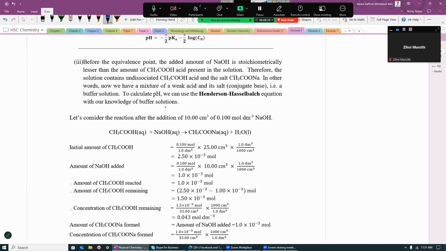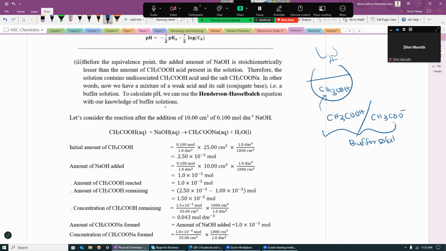Now therefore the solution contains undissociated CH3COOH, and we are adding NaOH to this. Since acetic acid is a weak acid, we will have undissociated CH3COOH, and when NaOH reacts with CH3COOH, it will produce a salt called CH3COONa. We already discussed that when undissociated CH3COOH and CH3COO minus are present, this is called a buffer solution, and we can simply use the Henderson-Hasselbalch equation, right?